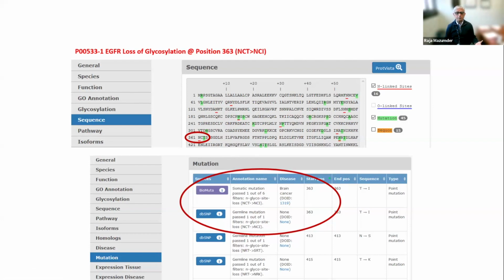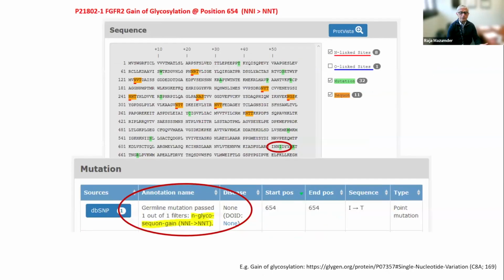This is the kind of information that one can look at. And then also there is a germline mutation, which means there's a population. So not only is there somatic mutation in some cancers, but there's a population where there's a germline mutation also present in this. So you can click on it and you can get the RSID, the dbSNP ID, and explore. You can explore the papers associated with it and a variety of other things. So this is how one can explore the different sites. You can also do gain of glycosylation. So in this particular case, 654, there is a gain of glycosylation, NNI to NT, and again, due to point mutation.